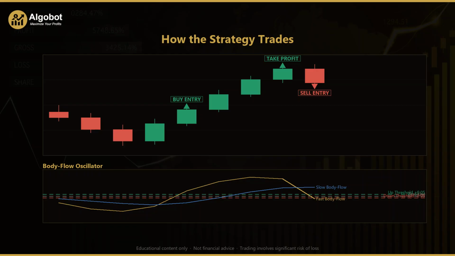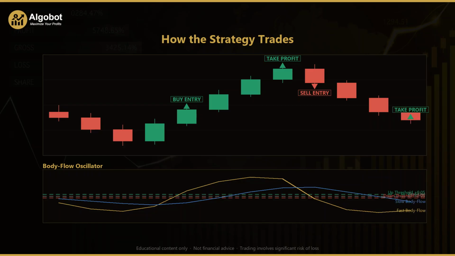Notice we never once spoke about wicks during that run. The upper and lower shadows were treated as noise and discarded, exactly as the strategy intends. Now the regime shifts. On the 8th candle, a strong bearish body forms, and you can see the long upper wick where an attempt higher was rejected before the close came in lower. In the subpanel, the gold fast line collapses down through the blue slow line and pierces below the negative 0.05 down threshold. That is the mirror image condition.